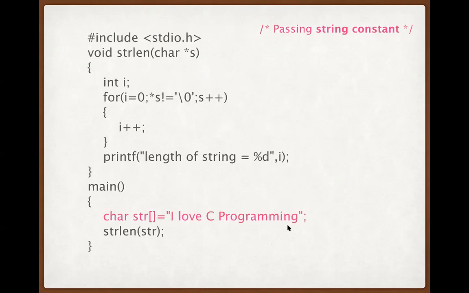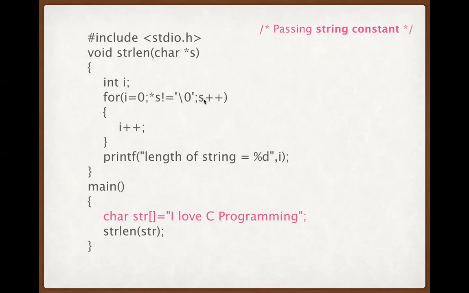Now, the first thing, passing the string constant as an argument. So we start with the main. We are declaring a character array, and I'm assigning a string constant to it. Now we are calling this function where you're passing the string constant as an argument. Now it goes here. S will be pointing to the base address, and as usual, I will be initialized to 0. Value at S will be compared with null. If it is not equal to null, I will be incremented.